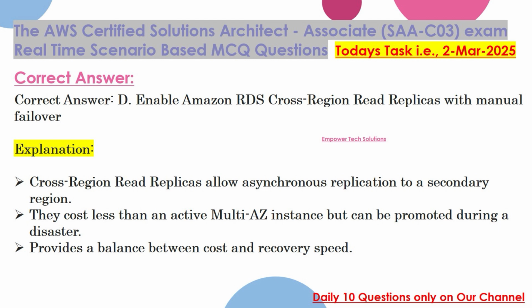Explanation: Cross-region read replicas allow asynchronous replication to a secondary region. They cost less than an active multi-AZ instance, but can be promoted during a disaster. Provides a balance between cost and recovery speed.